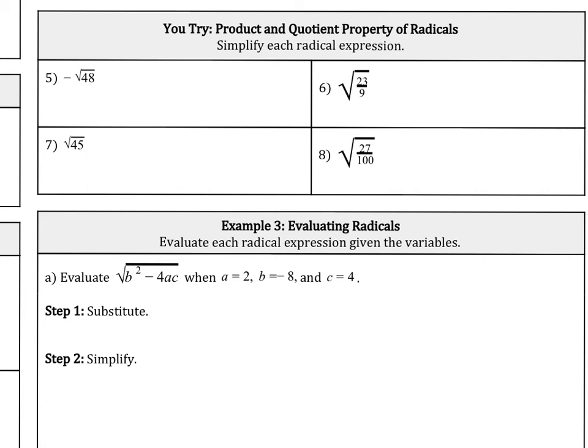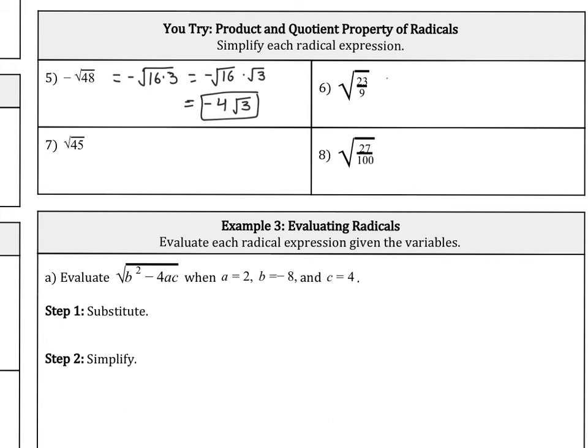You're going to divide the 48 into two numbers. The two numbers are 16 times 3, which I chose because 16 has a perfect square. So you can separate them as square root of 16 times square root of 3. Square root of 16 is 4. The negative sign remains as it is, so negative 4 times square root of 3.